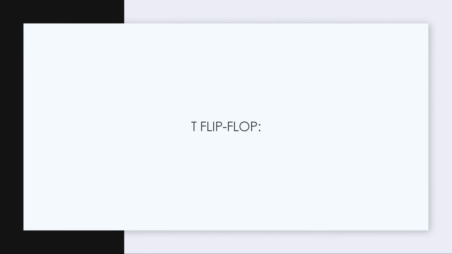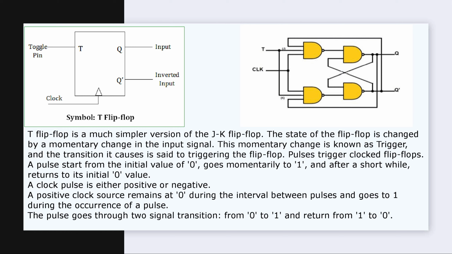Now we'll see about T flip-flop. T flip-flop is a much similar version of the JK flip-flop. The state of the flip-flop is changed by a momentary change in the input signal. The momentary change is known as trigger, and the transition it causes is said to be triggering the flip-flop.